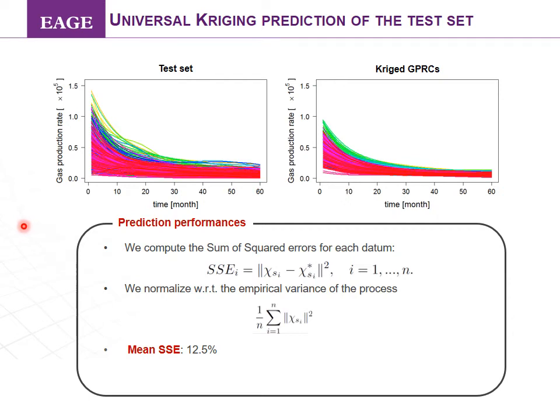In order to summarize that in a performance measure, we will be computing the sum of squared errors, which is defined as the difference between the estimate and the actual observations. We normalize with respect to the variance of the process. So our mean SSE, computed over the entire test set, is 12.5%.